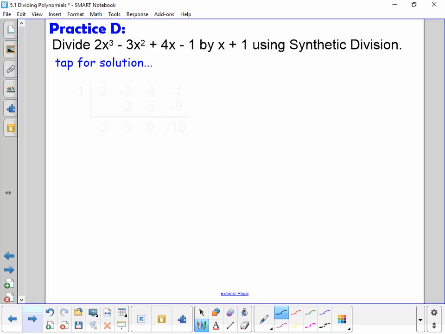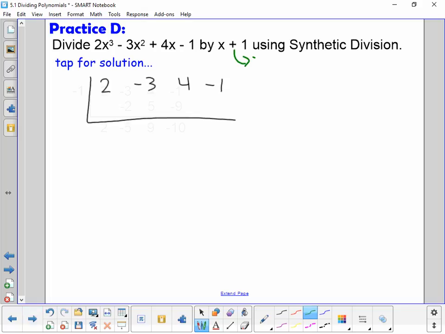All right, so here's one for you to try. Now maybe I'll just do it really quick. A 2, a -3, a 4, a -1. We're dividing by x plus 1, so the 0 that we use for our division is -1. So add up the first column, multiply, put it in the next column, add it up, multiply, put it in the next column, add it up, multiply, put it in the next column, add it up.